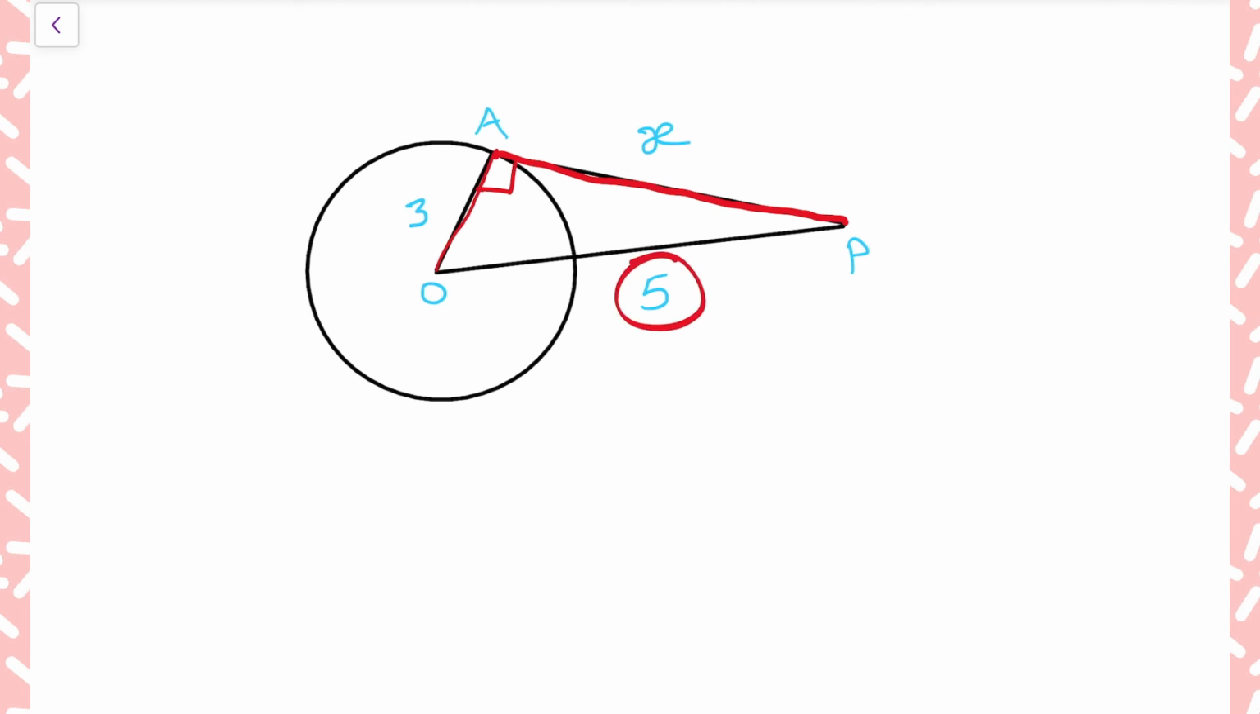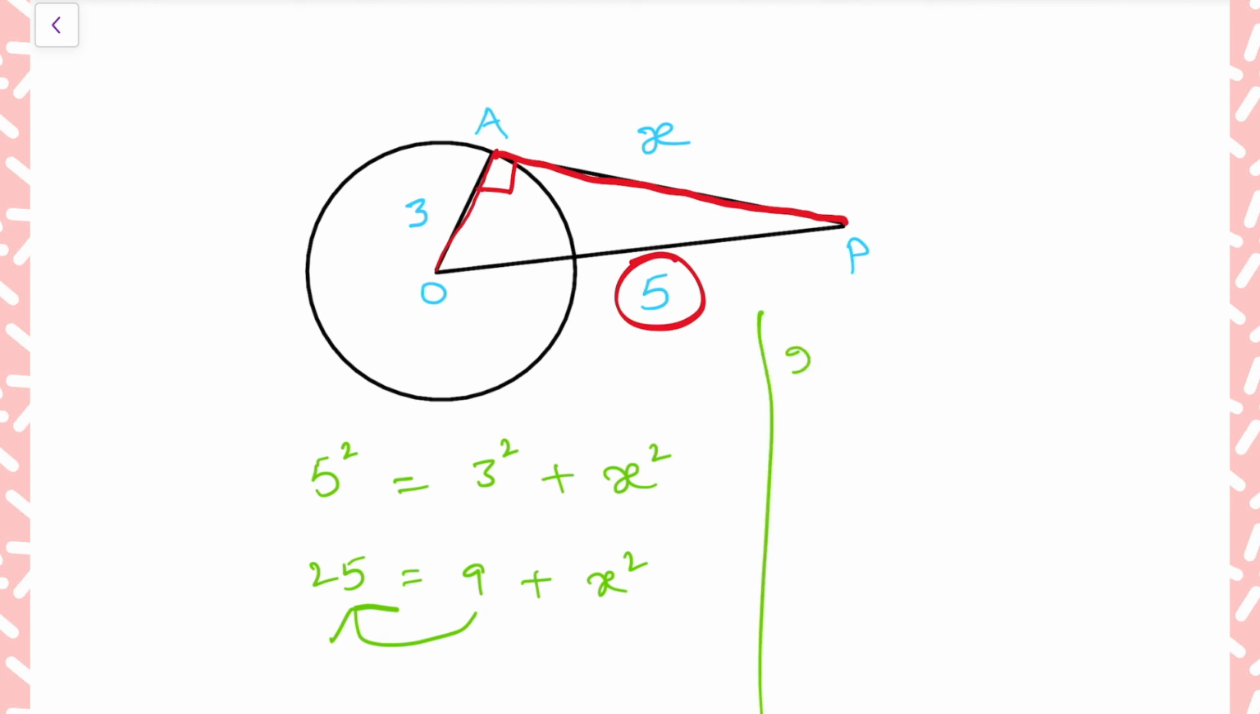Right angle triangle is there, which means obviously we will go with the Pythagoras theorem. So let us apply Pythagoras theorem here. Hypotenuse square is equal to first side square plus second side square. 5 square, 25, equals 3 square, 9, plus x square. Take 9 to this side, then we will get 25 minus 9 equals x square. 25 minus 9, 16, equals x square. X square is 16, then what will be the x value? It is 4 units.